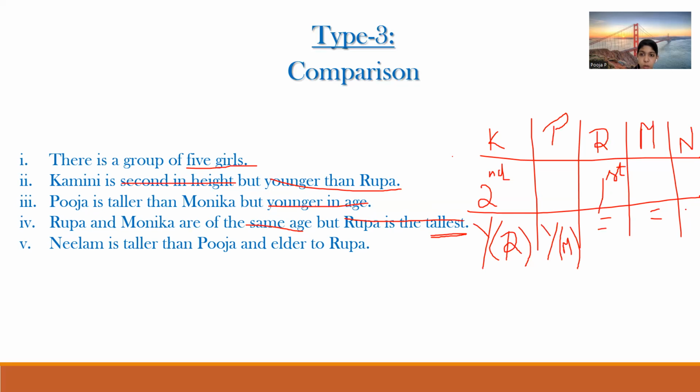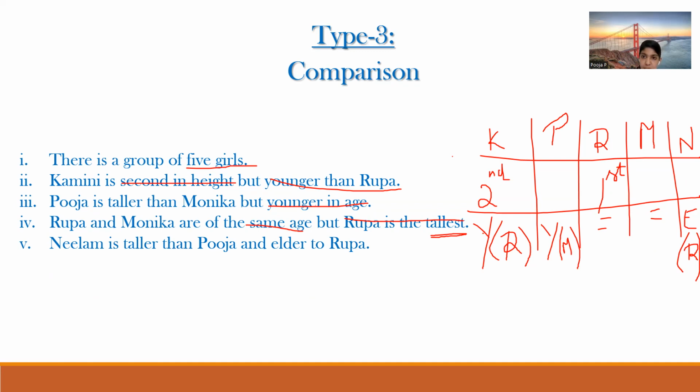She is elder than Rupa. So fine. Elder than Rupa. So when you say that Neelam is older than Rupa, it also means that she's also older than Monica, because both of them have the same age. Okay. So now coming to the order, when it comes to height.